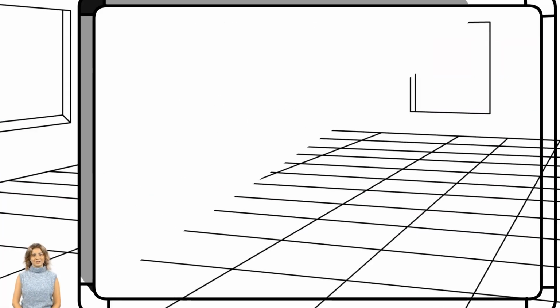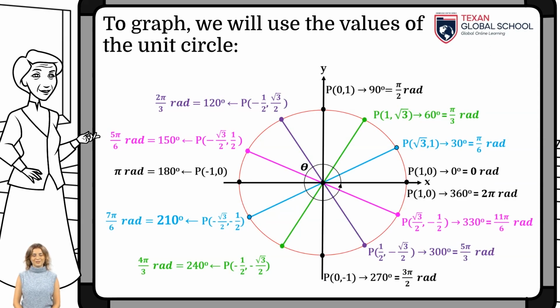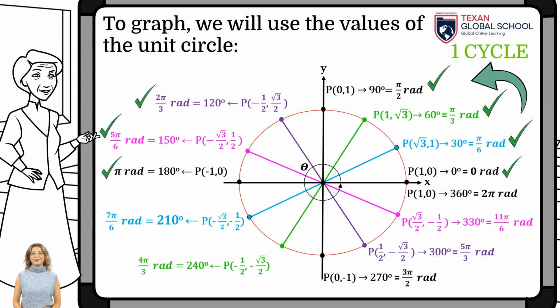In order to sketch the trigonometric functions, we will use the unit circle and the exact values seen in previous classes. The summary is shown in the circle. Start the cycle at 0 degrees or 0 radians, then 30 degrees or pi over 6 of a radian, until completing the cycle of 2 pi. To tabulate, use these values and substitute them into the function.